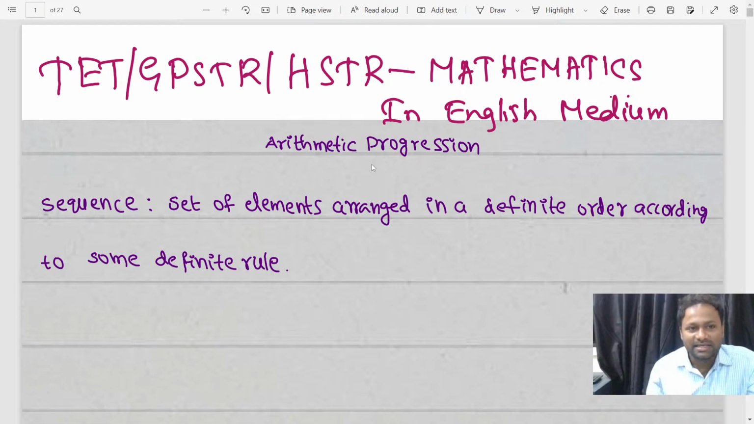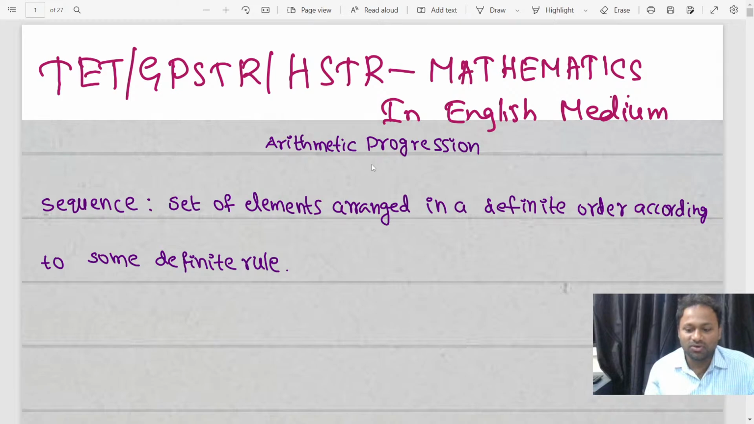Today I'm going to start one of the important topics which will be useful in TET, GPSTR as well as HSTR, and moreover in so many competitive exams it will be helpful. First of all I will discuss arithmetic progression. In this arithmetic progression I will follow a step by step method, which means first I will start with the easiest problems, and after that I will increase the level of difficulty.